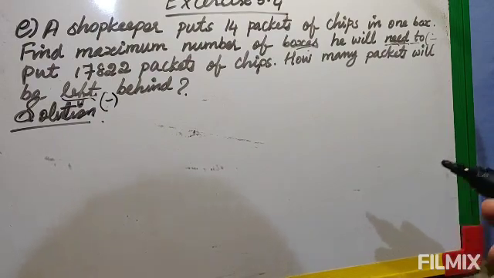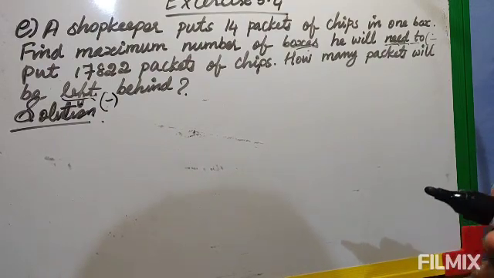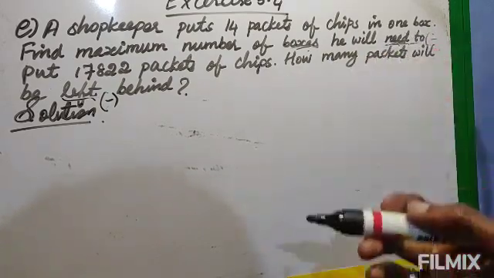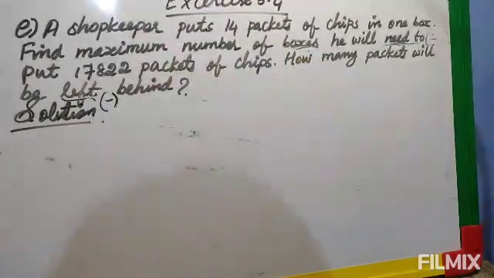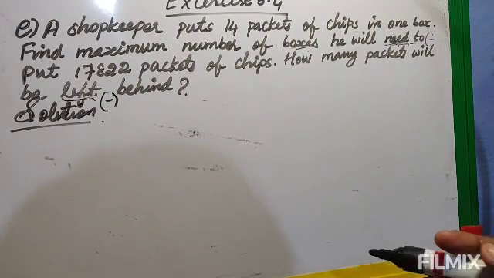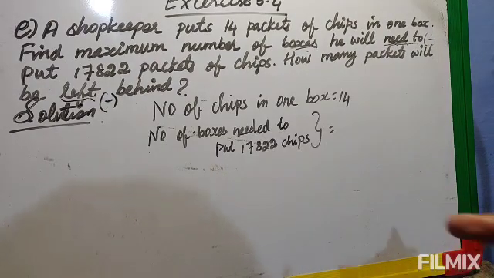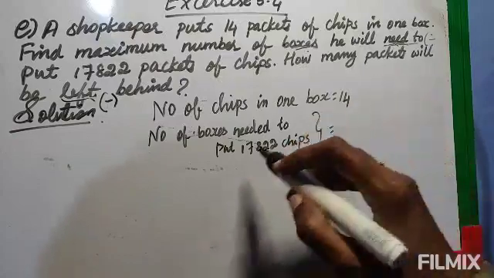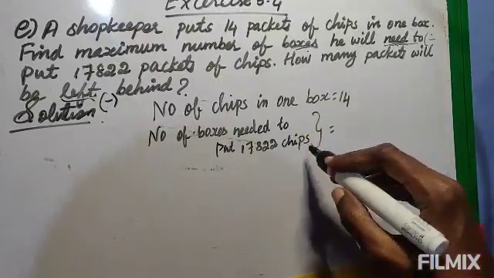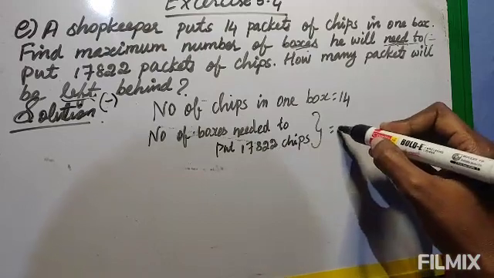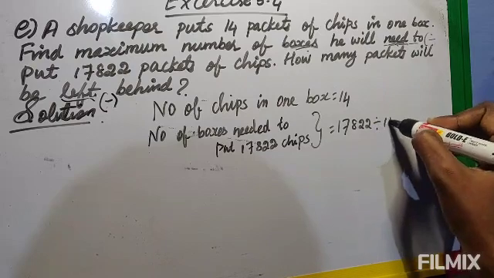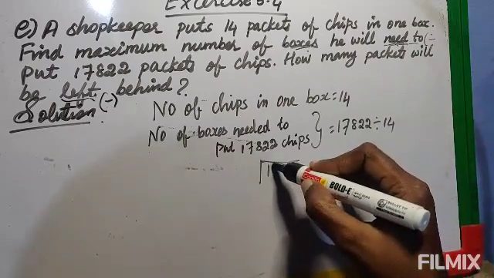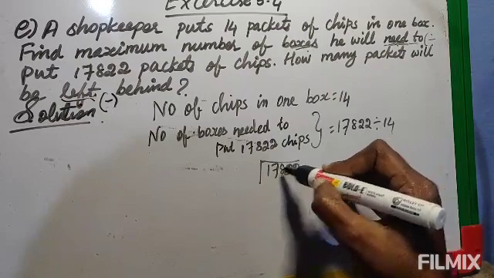Only there the keyword will not be mentioned, you have to understand the situation. So here, how many boxes are needed, so you have to divide. And here "left" is another keyword, so you have minus also. So let's first write the statement and divide, then we do the minus. Number of chips in one box is 14. Number of boxes needed to put 17,822 chips is 17,822 divided by 14.